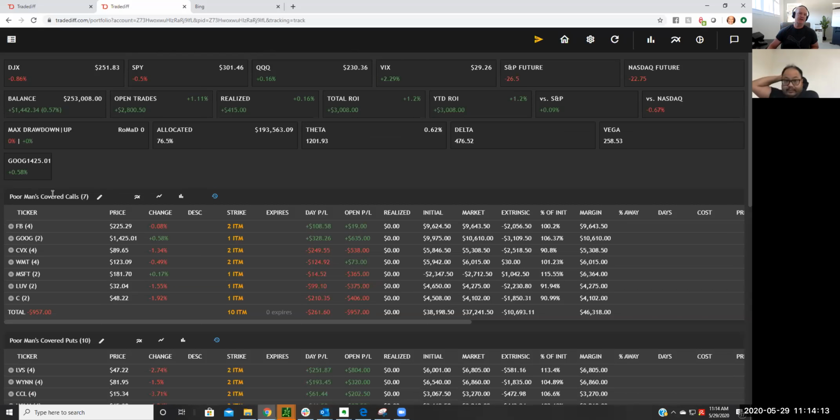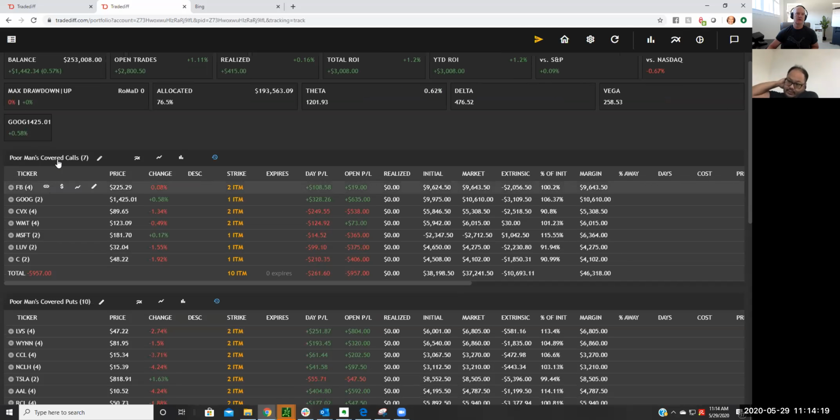Now you should have one trade at the top that says Facebook. If you hover over it and right click on it, choose move to Strangles. So now you've created one trade and you've put it into the category of Strangles.